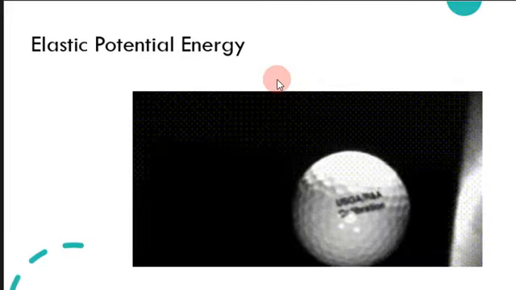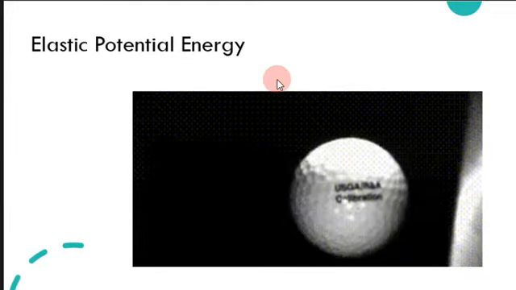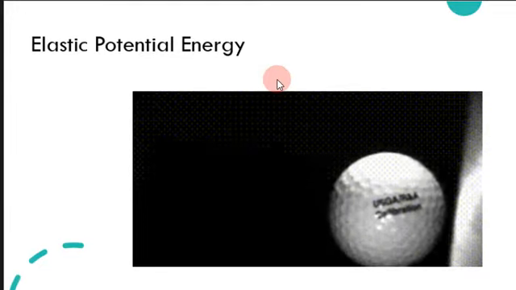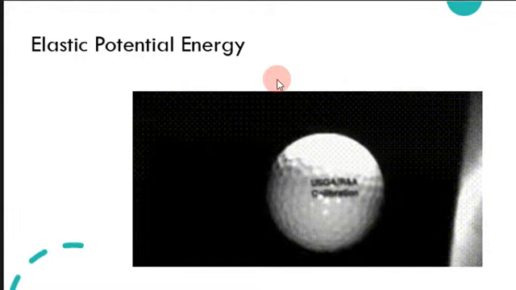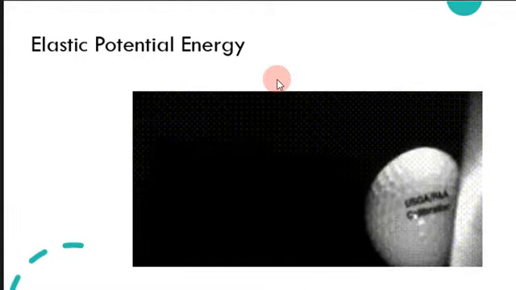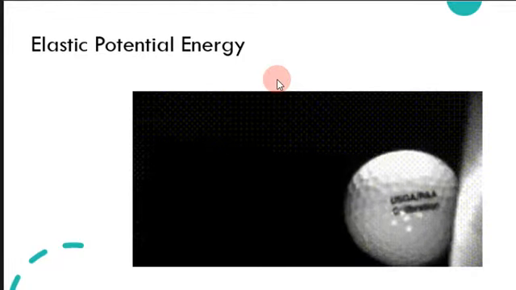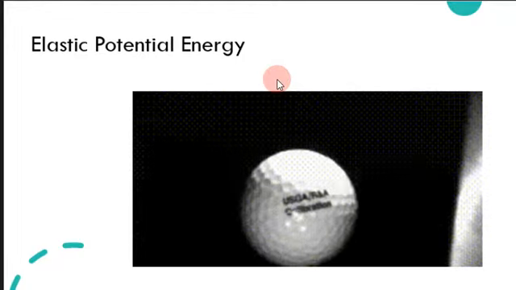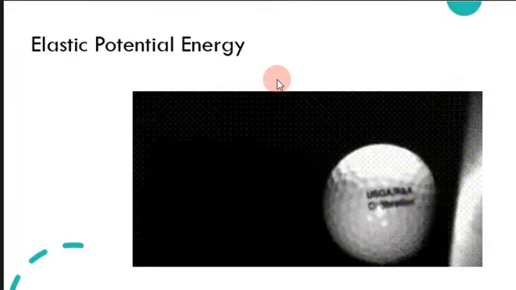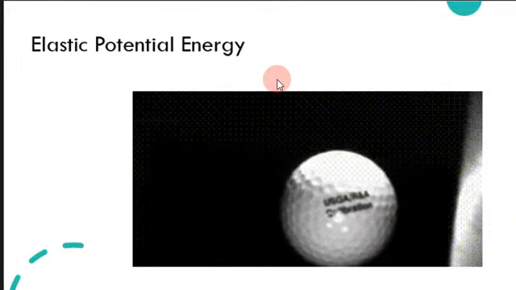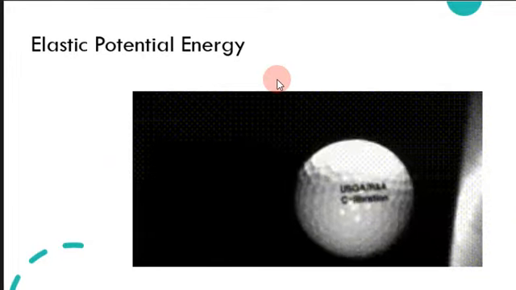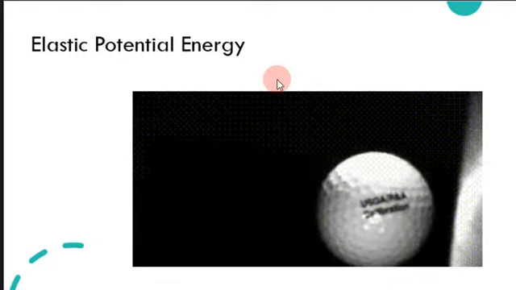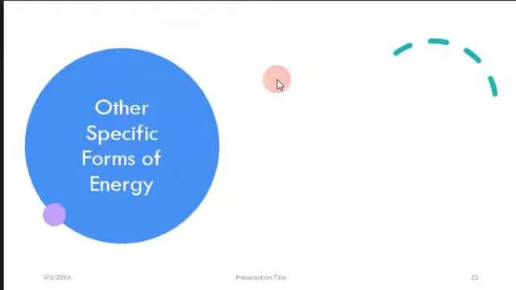Question? Why does it do that when it's so hard? Remember, law number 3: for every action there's an equal and opposite reaction, right? So it's hitting the wall and the wall's hitting it back, that's why it bounces back. It's elastic. Now if I threw something like clay at the wall, splat, it wouldn't bounce back, because it wouldn't have elastic potential energy.